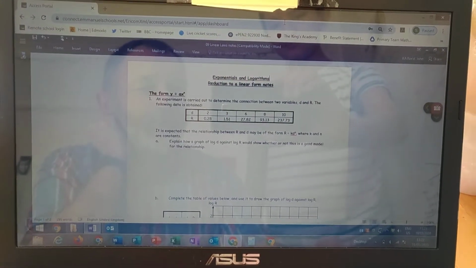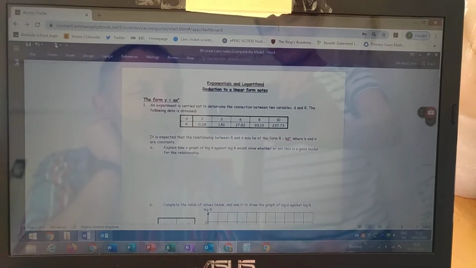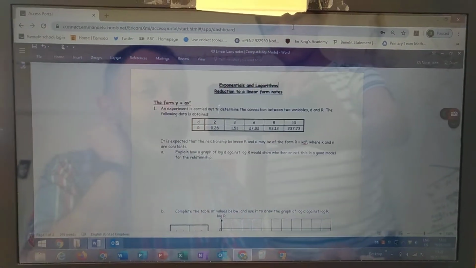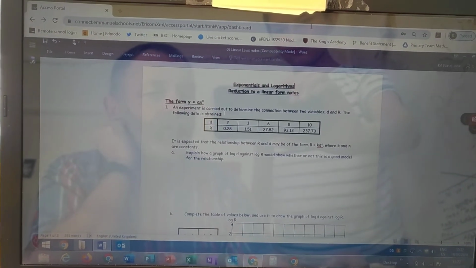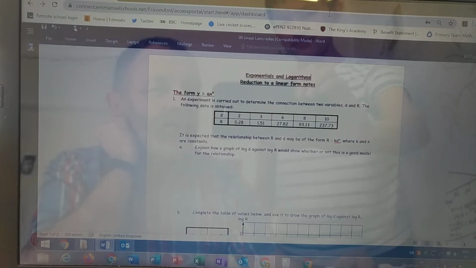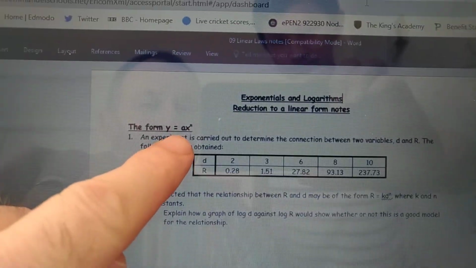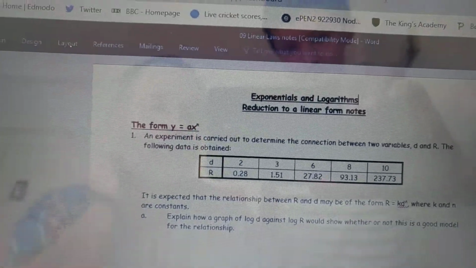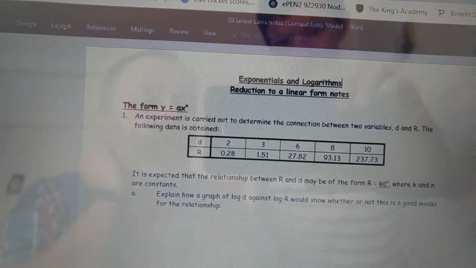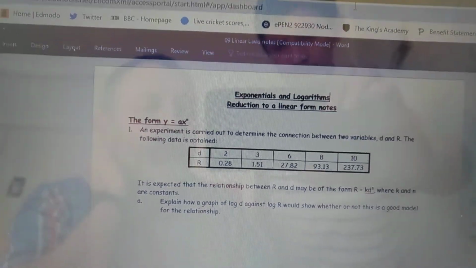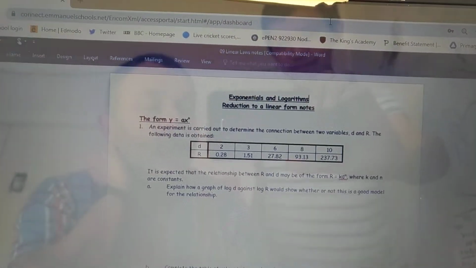Good afternoon. We're trying out a Year 12 lesson on exponentials and logs reducing to linear form. So the idea is we're going to take an equation of the form y equals a times x to the power n, so an exponential growth equation, and look to rewrite it like a straight line graph.